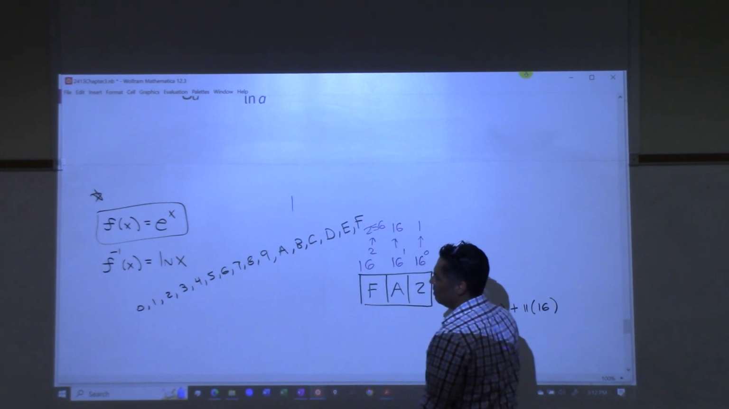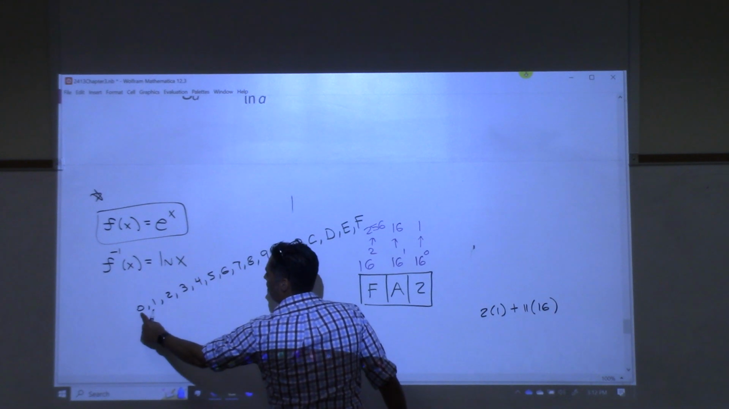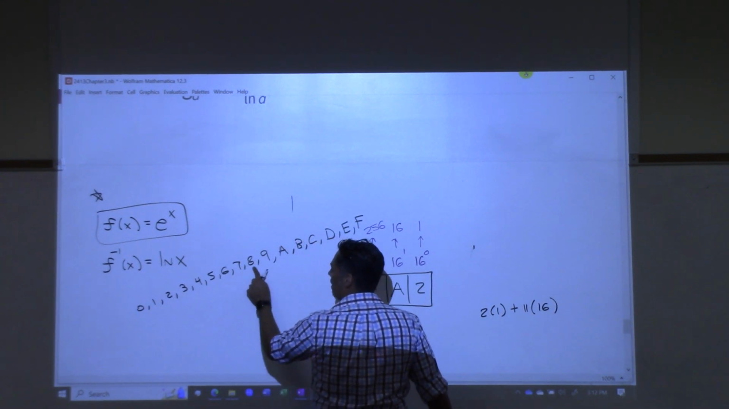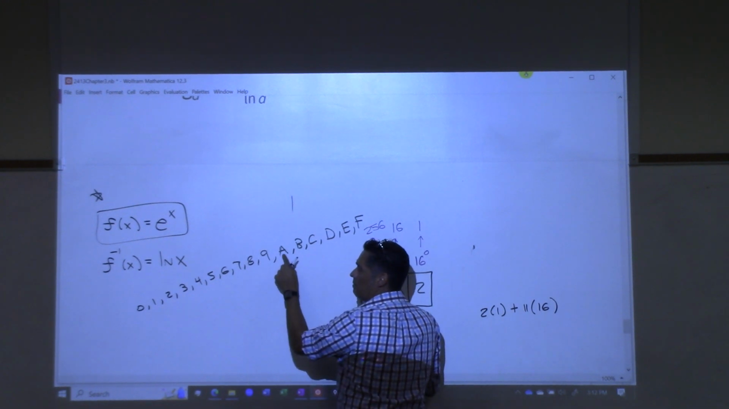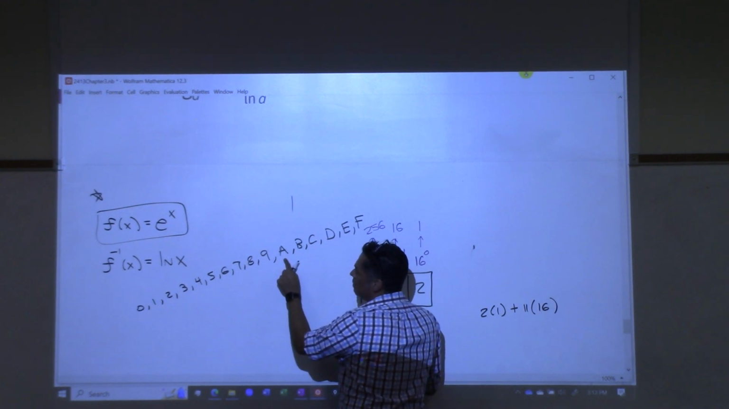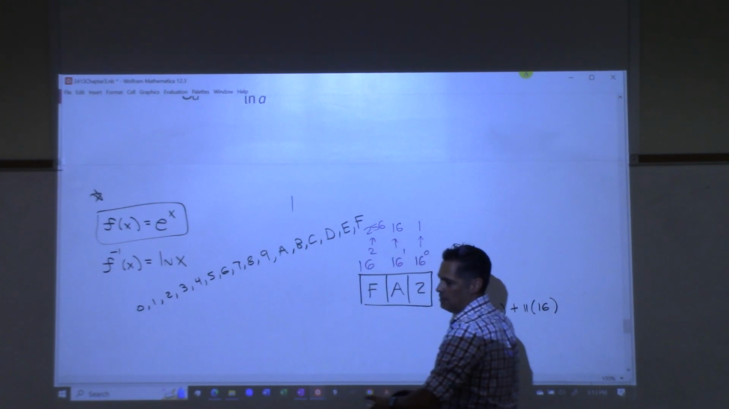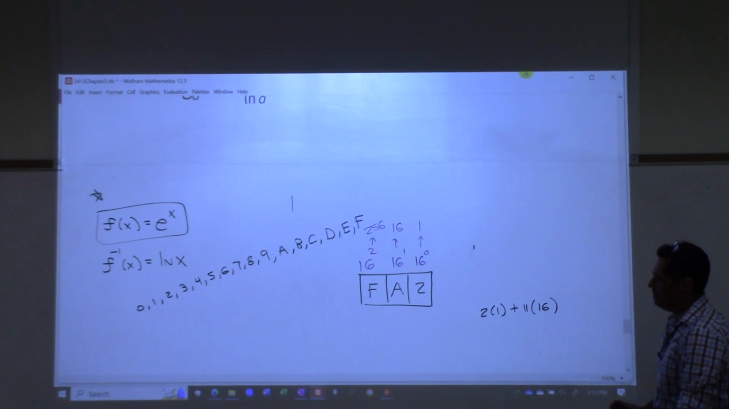Am I missing one? Hold on. How many options? 1, 2, 3, 4, 5, 6, 7, 8, 9, 10, 11, right? 11, because you count the zero as a digit. So this is 11, not 10. Does that make sense? Yeah, 11.